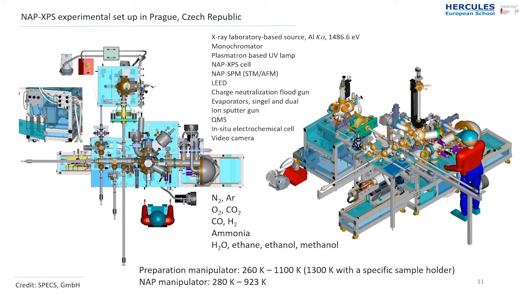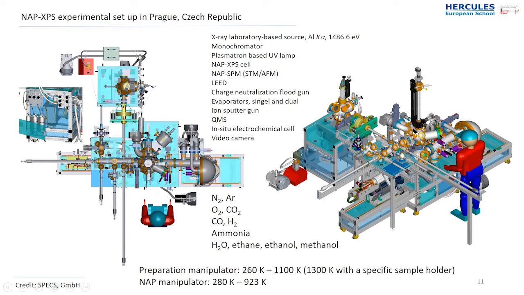So there are a few manipulators. One is actually bringing the sample from the preparation chamber to the analysis chamber, where, through so-called wobble sticks, we can take it and move it where we need.